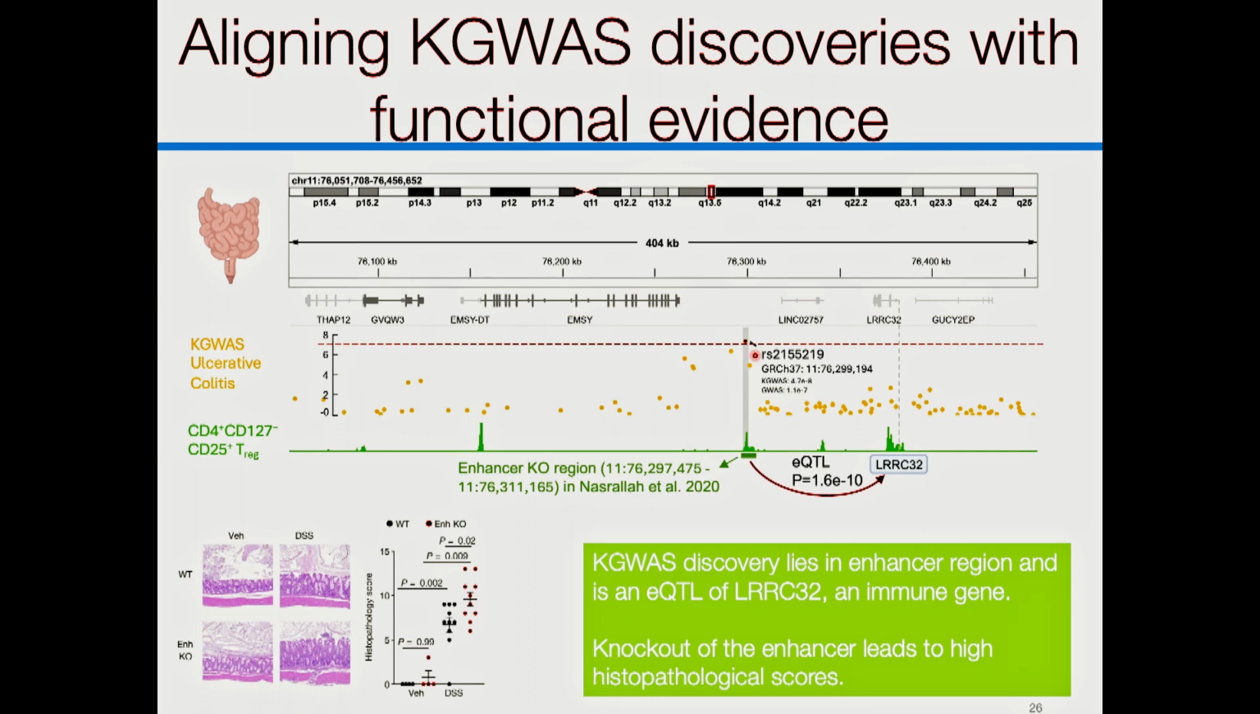And we go ahead and do this functional evidence research, where we first find that this variant is actually an eQTL of this gene. And this gene is a known immune gene that can potentially regulate colitis. And then, to our surprise, we also find that there's an independent study published in Nature 2020 that explicitly knocked out the region of that variant and looked at the phenotypic changes in colitis. And they find that this variant actually has a significant impact on the colitis histological scores.